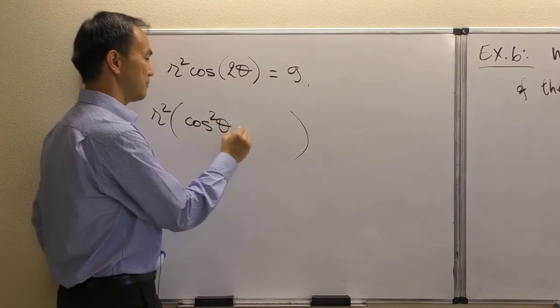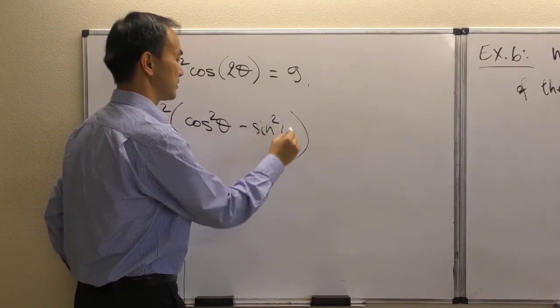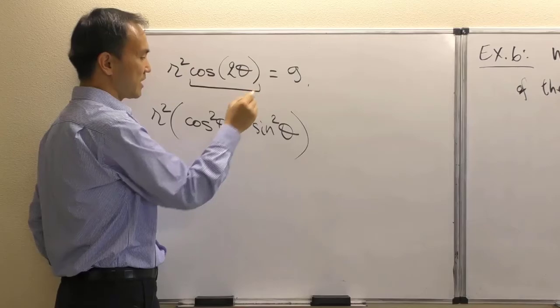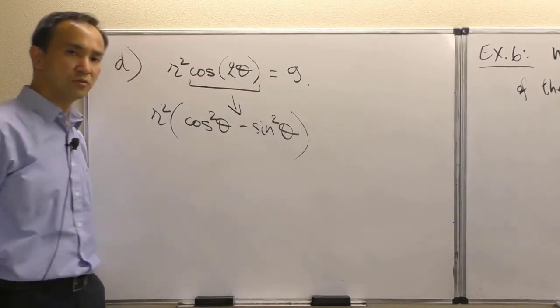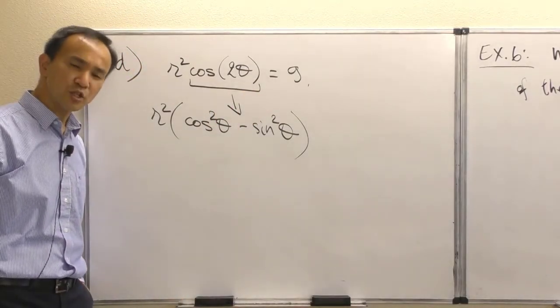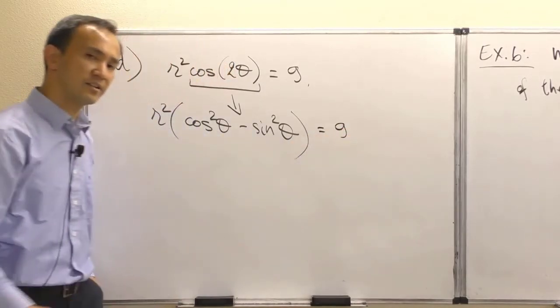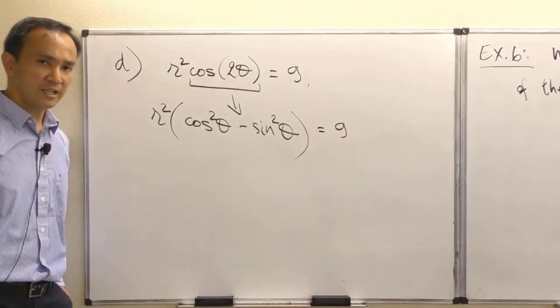Cosine squared theta minus sine squared theta. Cosine of 2 theta is equal to cosine squared minus sine squared of theta. Okay, and all that there equals 9 on the right hand side. Okay, we didn't get anywhere yet.